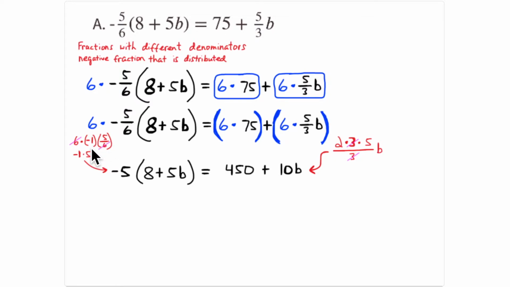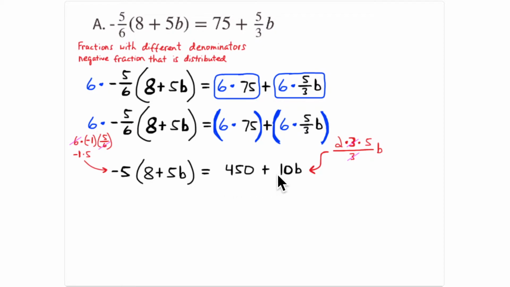And I oftentimes say that negative 1 is the opposite. What's the opposite of 5? Well, it is a negative 5. So what's the opposite of this 5 right here? It is negative 5. And so it's a negative 5 times 8 plus 5b.